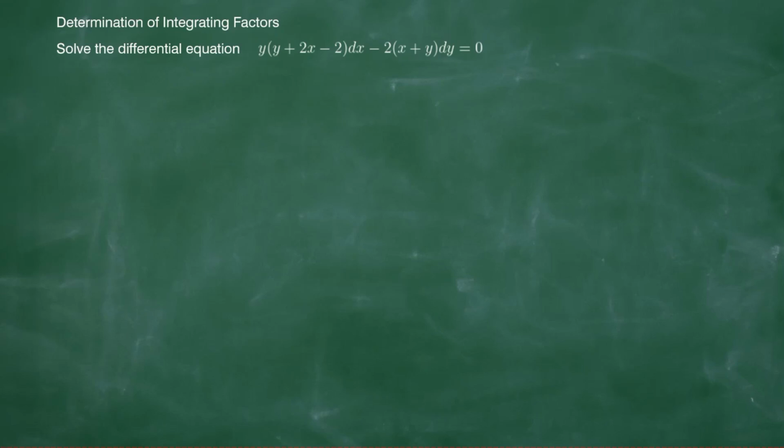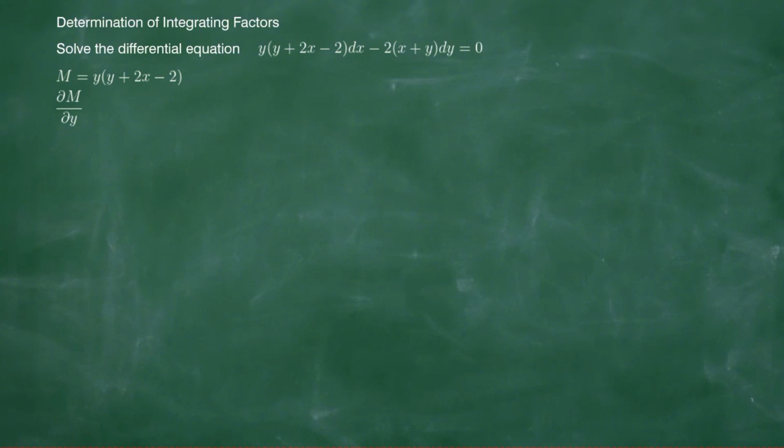Determination of integrating factors. Solve the differential equation y times (y plus 2x minus 2) dx minus 2 times (x plus y) dy equals 0. So our M here, which is the coefficient of dx, is y times (y plus 2x minus 2).